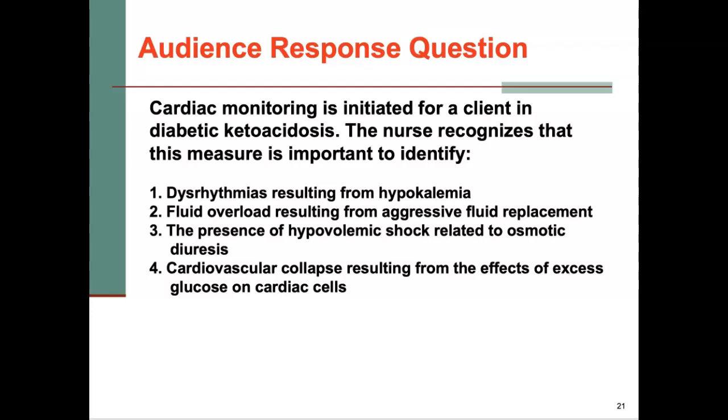Electrolytes are depleted in diabetic ketoacidosis. Osmotic diuresis occurs with the depletion of sodium and potassium. And we know that hypokalemia may lead to ventricular dysrhythmias such as PVCs and bradycardia.